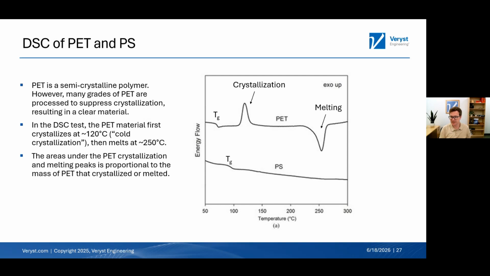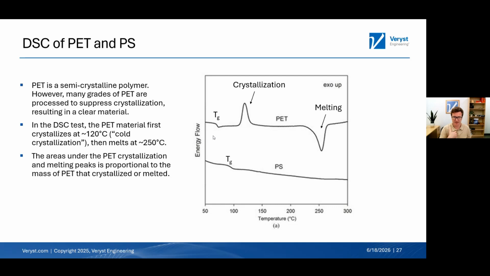For semi-crystalline materials, this tends to look a lot more interesting, right? This upper curve is for PET. PET is semi-crystalline by nature, but you can also see we can measure its glass transition temperature right here around 85 Celsius or so. And we have these two peaks in the curve. There's one positive peak right here at around 125 C, and one negative peak here around 250 degrees C.